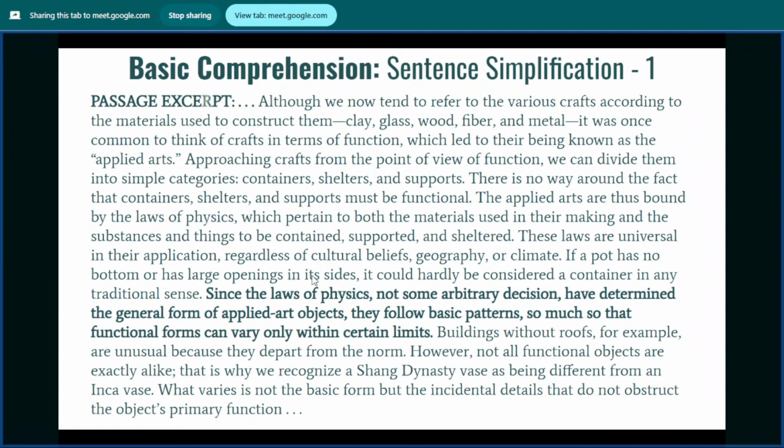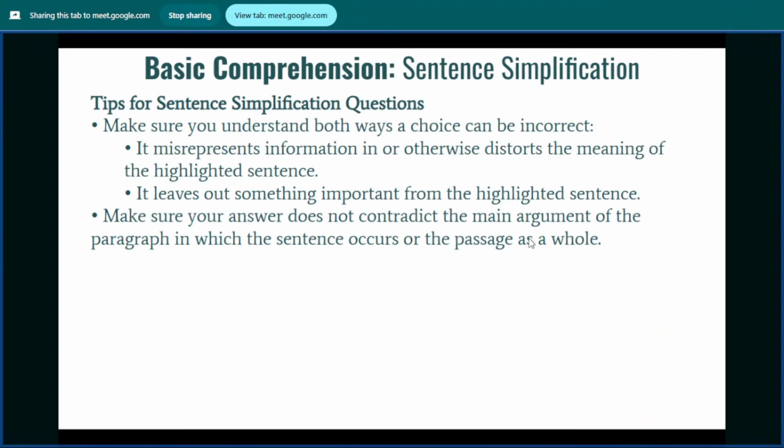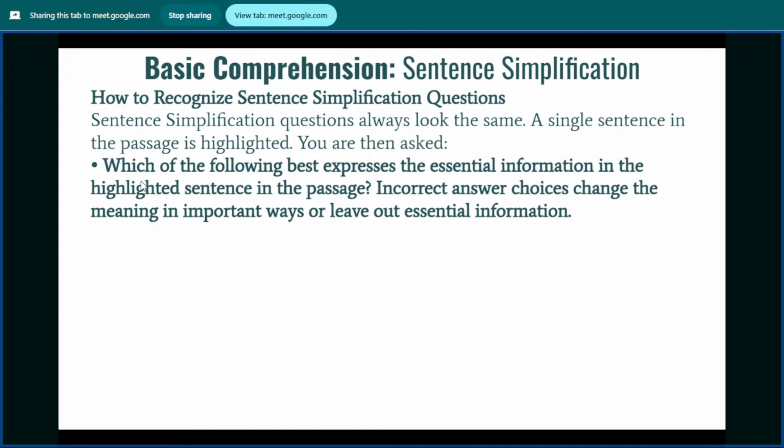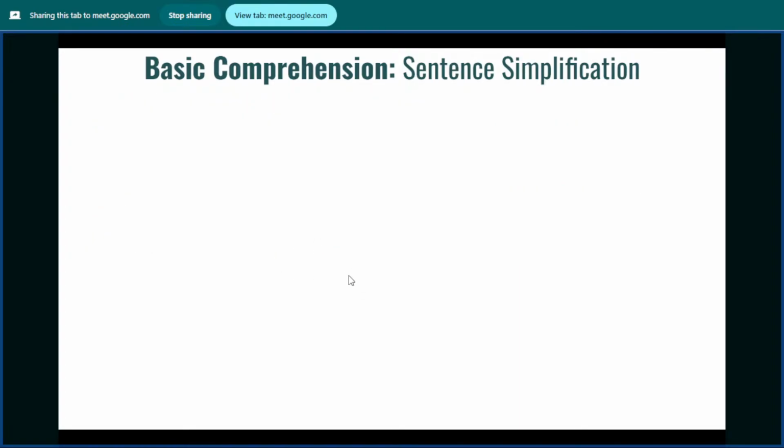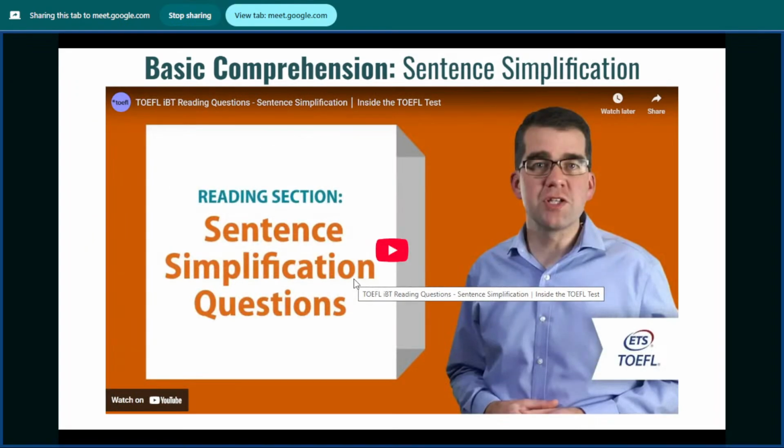Clear? The question will always look like this: which of the following best expresses the essential information? This question does not change, it remains as it is. You will always get at least one question like this. As I told you, it should not leave out something which is important, and it should not distort any information in the whole paragraph and the passage as well. Now let's watch a small video quickly over here.